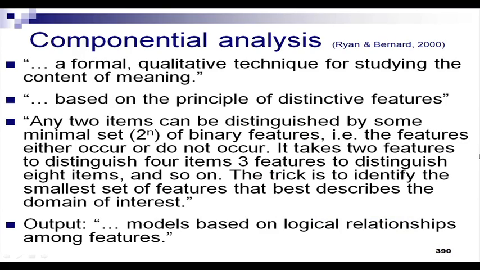Componential analysis is a formal qualitative technique for studying the content of meaning, and it's based on the principle of distinctive features. Any two items can be distinguished by some minimal set, that is 2 to the power n of binary features, that is, the features either occur or do not occur. So it takes 2 features to distinguish 4 items, 3 features, so the n represents the number of features, 3 features to distinguish 8 items, and so on.